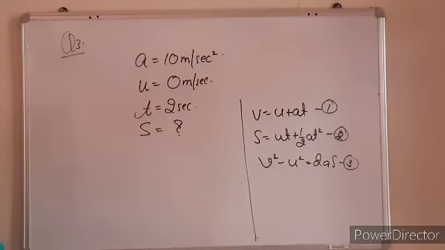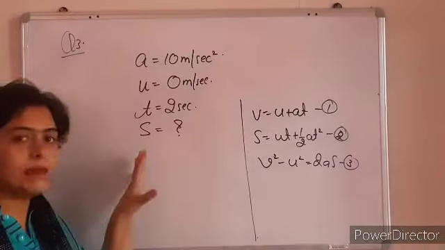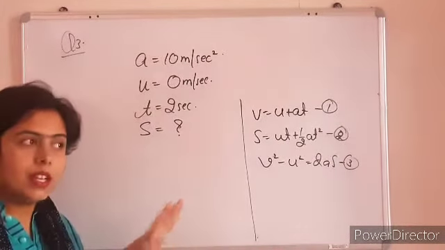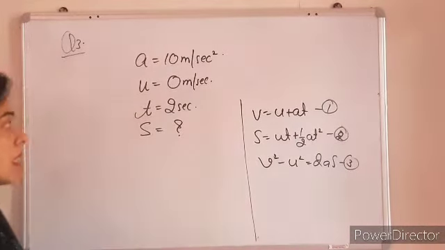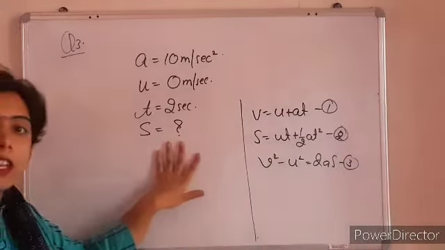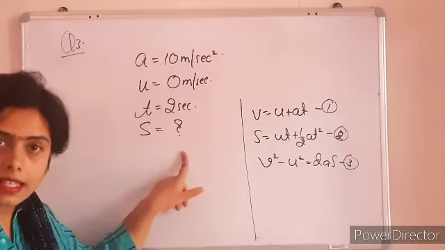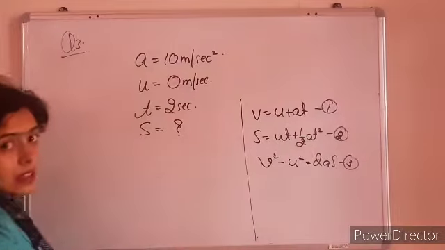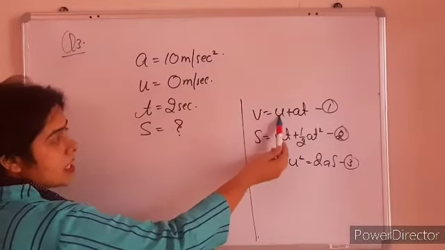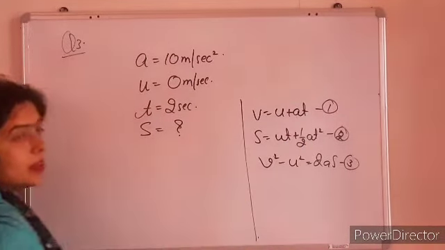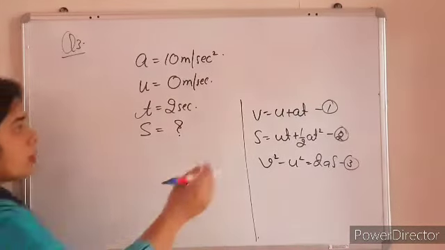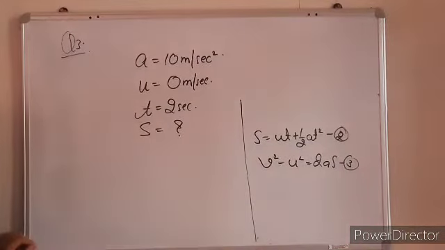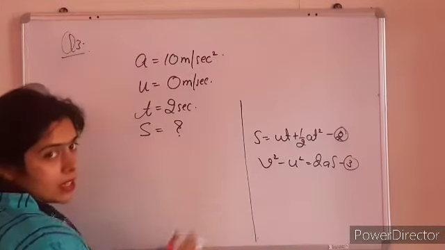So now, according to the demand of the question, we have to choose the correct formula. Children, how to choose the formula is, first of all, see what you have to find. I have to find distance. It means in the first equation, I don't have S. I have final velocity, initial velocity, acceleration, time, but distance is not there. So obviously, this formula is of no use in this question. So we are left with 2 formulas.